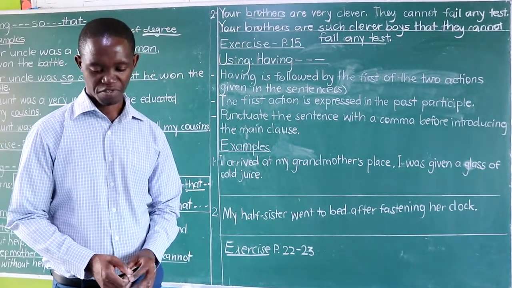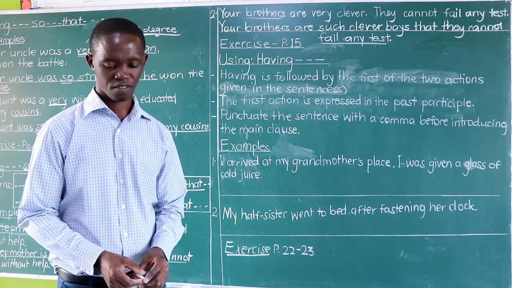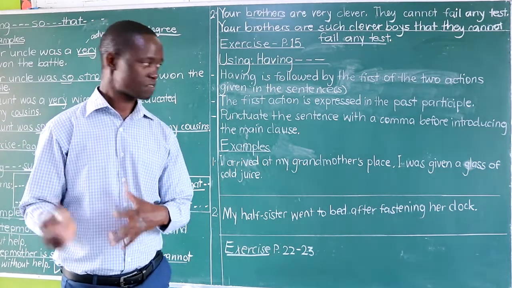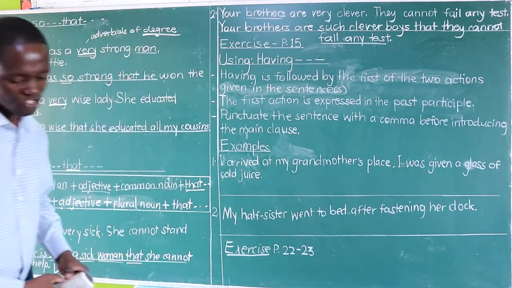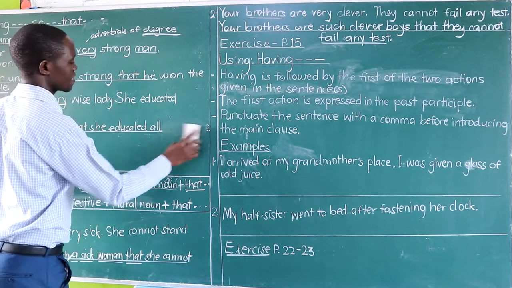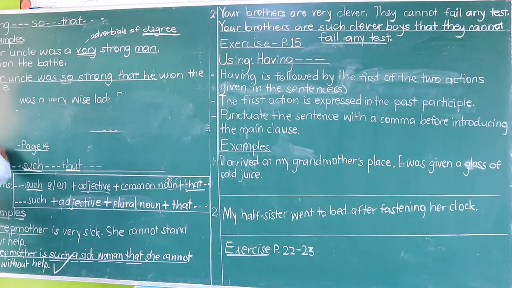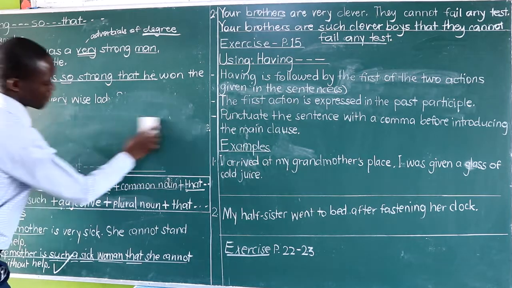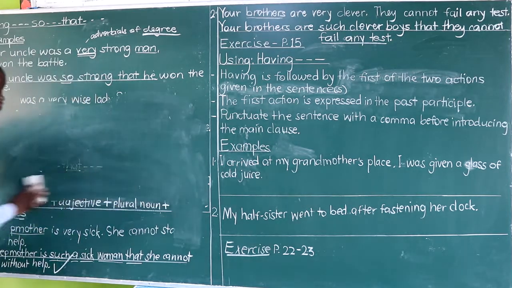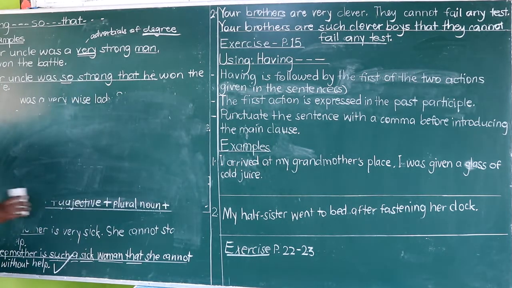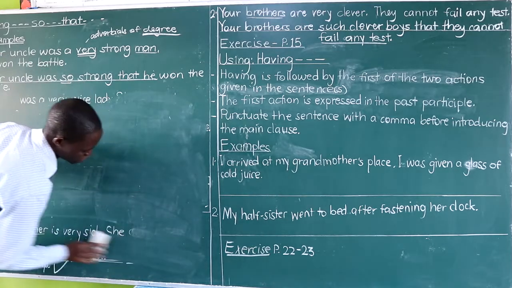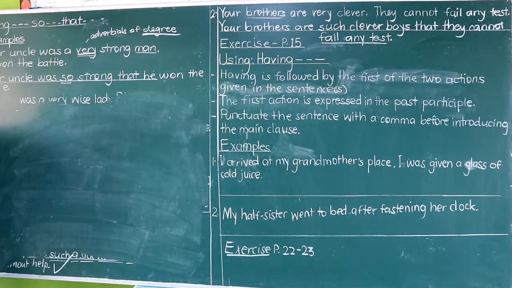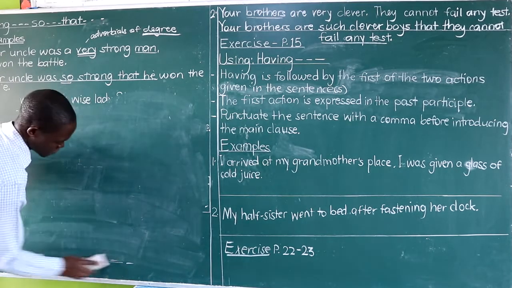On the same page 15, we see a structure that is using is dash, but, dash. That's the pattern we saw on page 15. Is dash, but, dash. Do I need to say much about that? I think the examples we have in the workbook should be enough. When you read them, they can guide you properly.